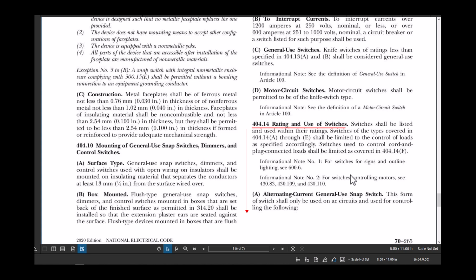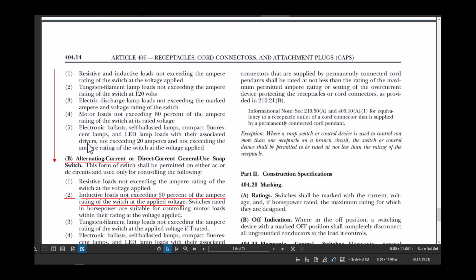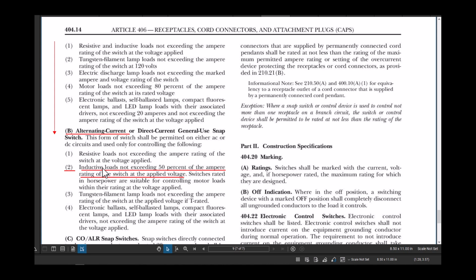When we read through, alternating current general use snap switch, this is a usage. Then we have B, alternating current or direct current general use snap switch, which says inductive load, exactly word for word the same as our question. Inductive load not exceeding 50% of the amp rating of the switch at applied voltage. This is exactly what we find in the answer.